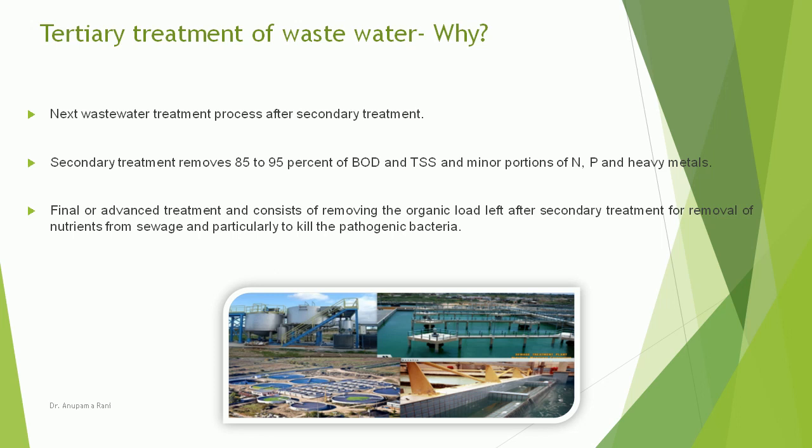Secondary treatment removes 85 to 95% of BOD and TSS and minor portions of nitrogen, phosphorus, and heavy metals. The effluents from secondary sewage treatment plants contain both nitrogen (N) and phosphorus (P). N and P are ingredients in all fertilizers. When excess amounts of N and P are discharged, plant growth in the receiving waters may be accelerated, which results in eutrophication in the water body receiving such waste.